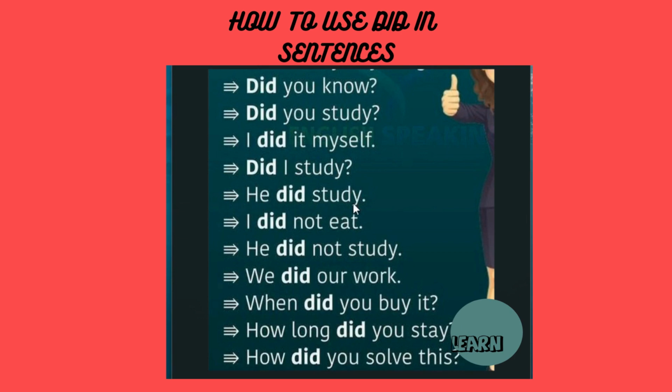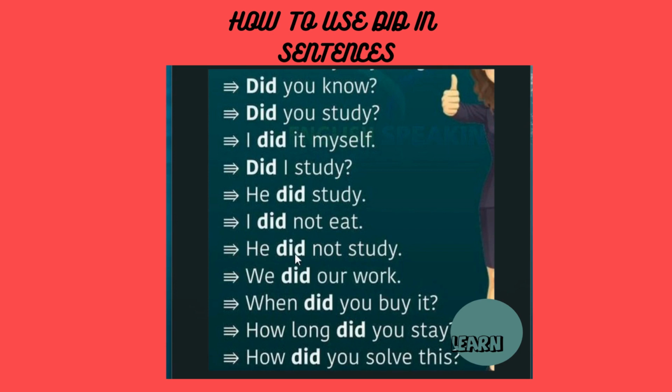And next one, he did study. See here, he did study. Yes, he did. Study means he studied. He studied. And next one, I did not eat. I did not eat. This person didn't take any food, so he did not eat. In the past time, he did not eat, but now he had his food. But in the past time, he didn't eat. In the past time, past action, did not.